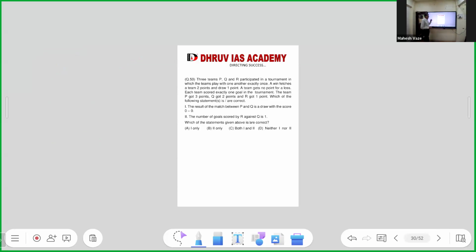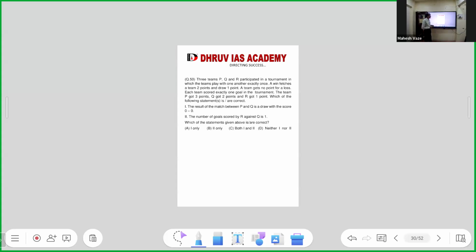Three teams P, Q, and R participated in the tournament in which the teams play with one another exactly once. A win fetches a team 2 points and a draw 1 point. A team gets no point for a loss. Each team scored exactly 1 goal in the tournament. The team P got 3 points, Q got 2 points, and R got 1 point. Which of the following statement or statements are correct?